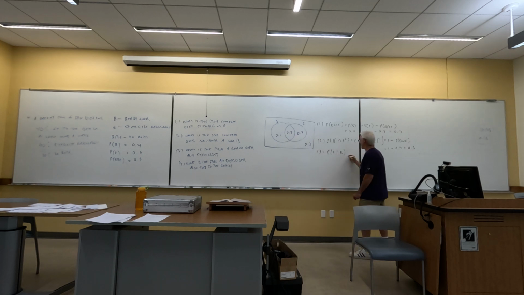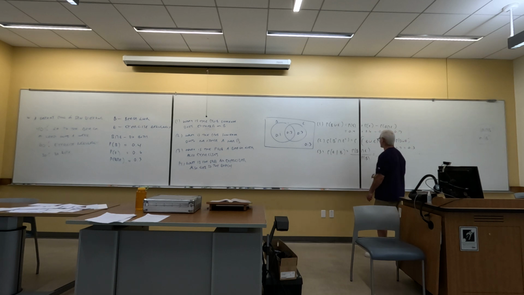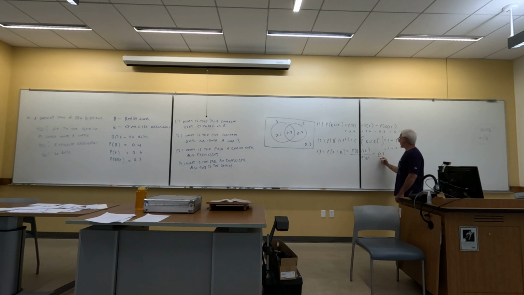How do I write this mathematically? It's the probability of the intersection over the probability that they're a beachgoer. And what's the probability of the intersection? 0.3, and beachgoer? 0.4. So if you want to say 3/4 or 0.75.